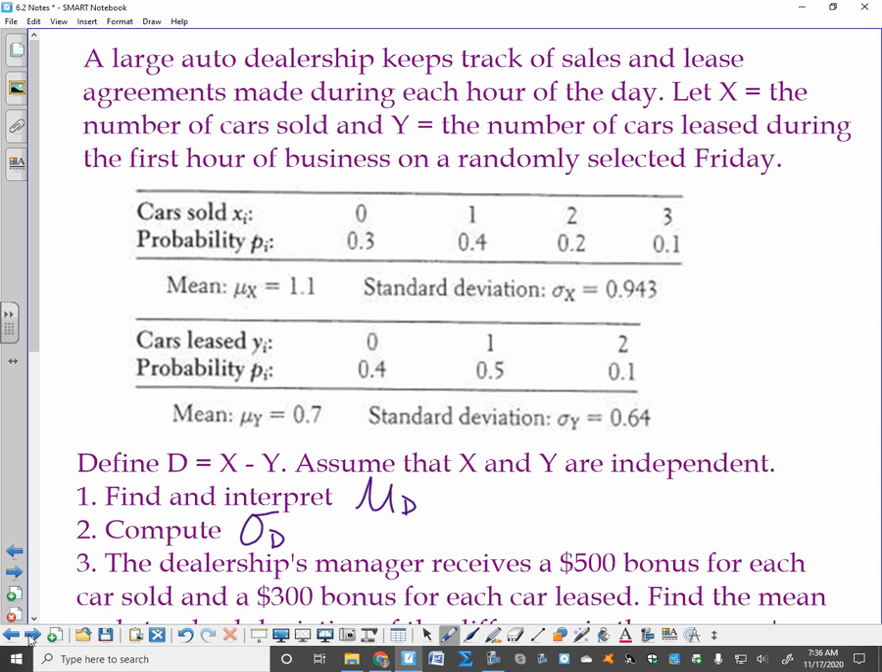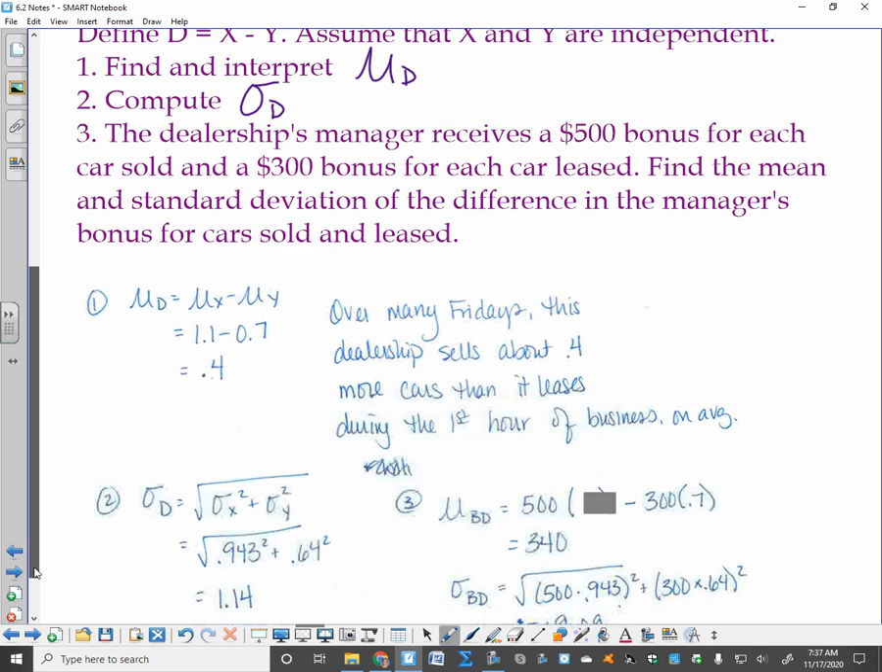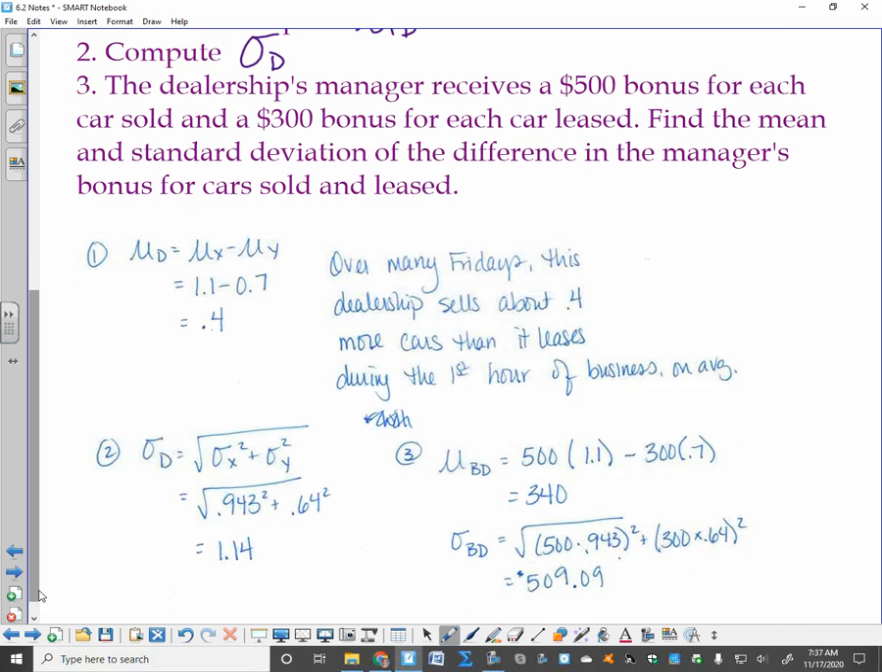Define D as X minus Y. Assume that X and Y are independent. That's very nice of them because I don't know if they would be independent. So they're giving us the green light because we have to be independent to find number 2. So find and interpret mu sub D, compute sigma sub D, and then it says the dealership's manager receives a $500 bonus for each car sold and a $300 bonus for each car lease. Find the mean and the standard deviation of the difference in the manager's bonus for cars sold and leased.